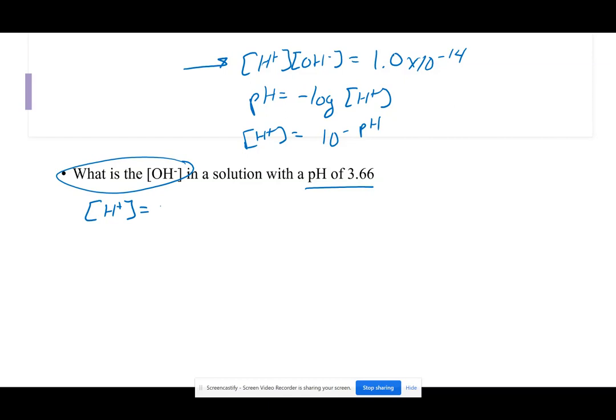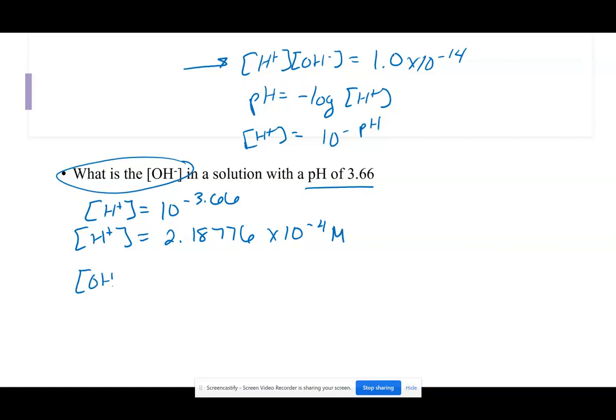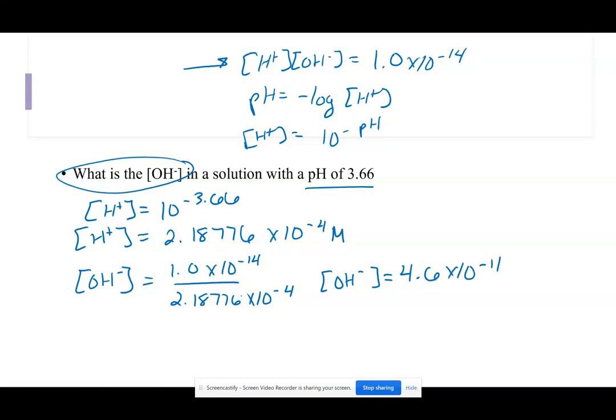Hydrogen concentration is 10 to the negative 3.66. So my hydrogen concentration is 2.18776. Don't round yet. Remember, don't round till the end. Times 10 to the negative 4th molar. And then I can go ahead and plug that in to the top equation, rearranged to solve for hydroxide. And I will get that hydroxide is 4.6 times 10 to the negative 11th molar.